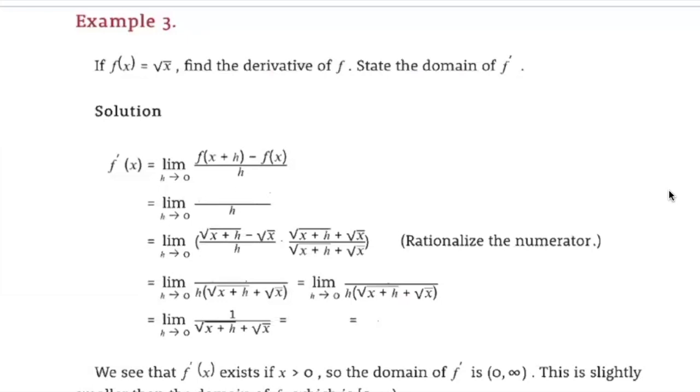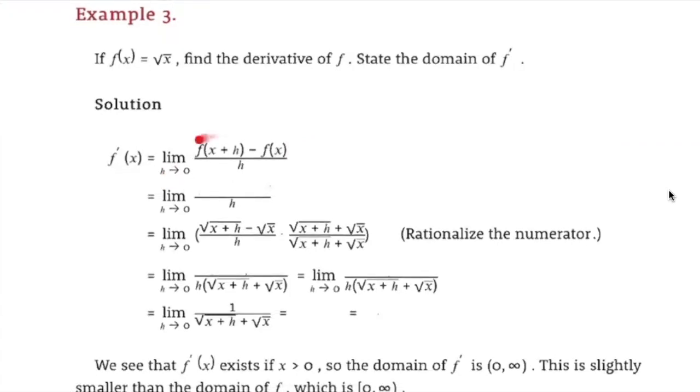Example 3. If f of x is equal to square root of x, find the derivative of this function f, and then state the domain of f prime. So we can find f prime using this definition. By definition, f prime of x is equal to the limit of this quotient where h is approaching 0. Okay. So f of x plus h, we're going to substitute x plus h into x over here. And this is going to be square root of x plus h. F of x is square root of x.